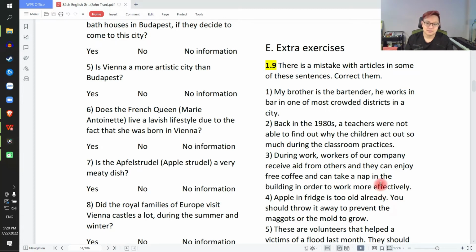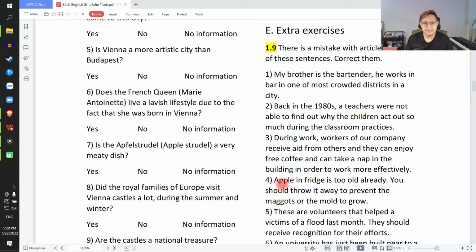Number 4, the apple in the fridge is too old already, because in this context the person wants to specify what apple, which apple. It's the apple in the fridge is too old already. Trong ngữ cảnh này, cái người nói muốn nhấn mạnh là cái trái táo nào, đó là cái trái táo trong cái tủ lạnh á, cụ thể. So there must be the apple. It's too old already. Trái táo trong tủ lạnh á, nó cũ quá rồi nha.